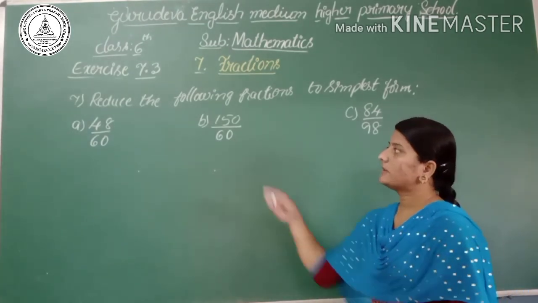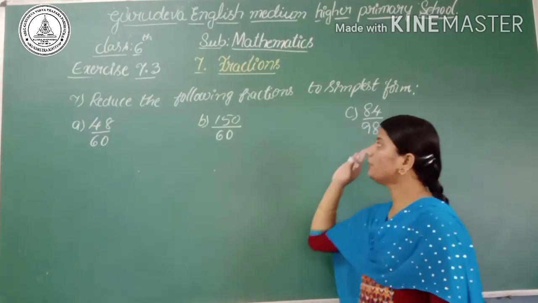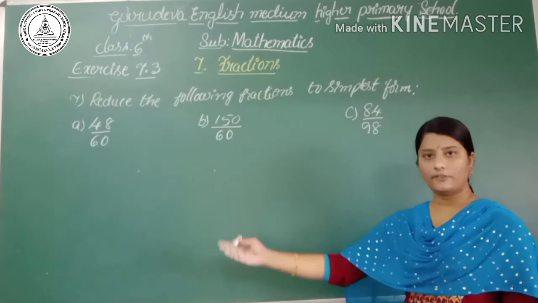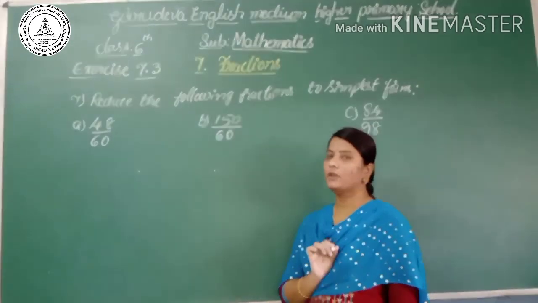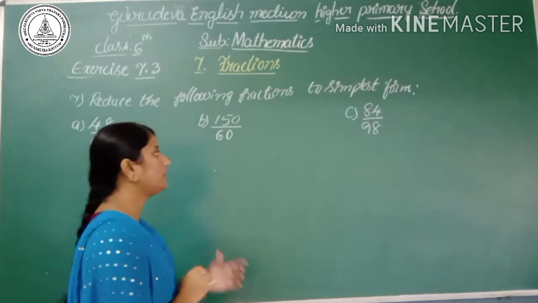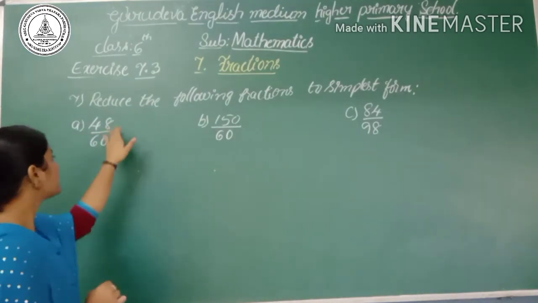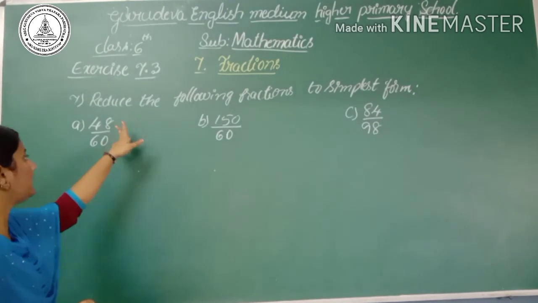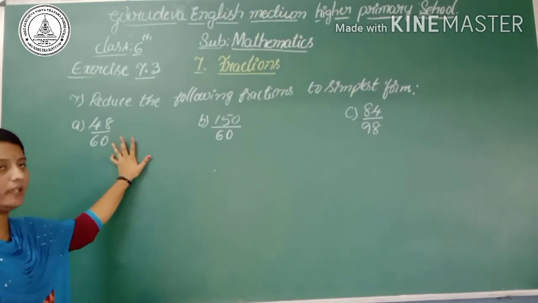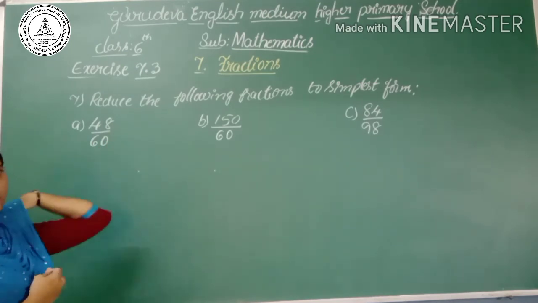Okay, yes. First question is 48 by 60. How to reduce the given fraction into simplest form? Method one is we can take the highest common factor (HCF) of the numerator and the denominator. If you don't know that, first divide by 2, later you can reduce it.